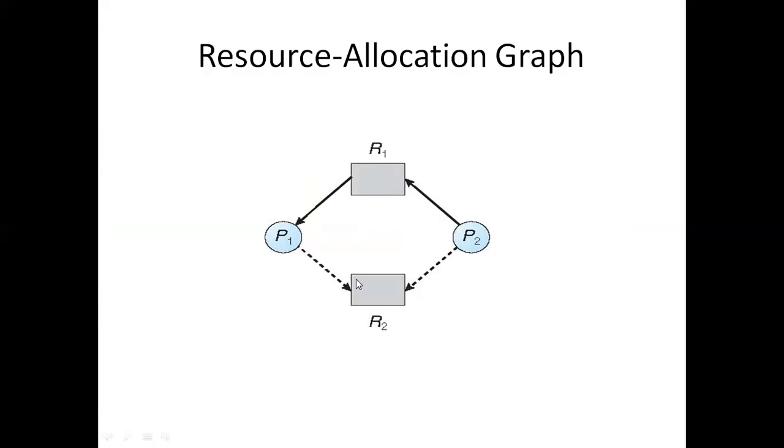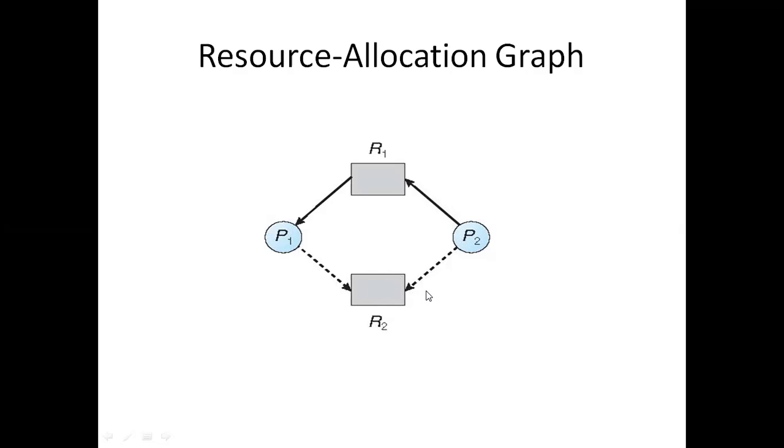Okay. What about this dashed line? Initially, these dashed lines are called claim edges. Claim edge means the process may request the resource at the time. Here there is only one resource of type R2, and process P1 or process P2, these are the only two processes in this particular example. So these two processes may request the resource. That is the reason why you have claim edges.